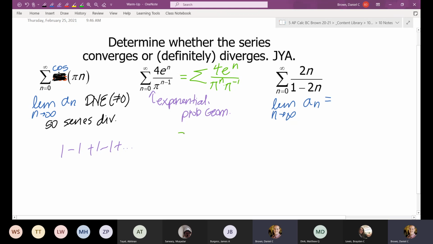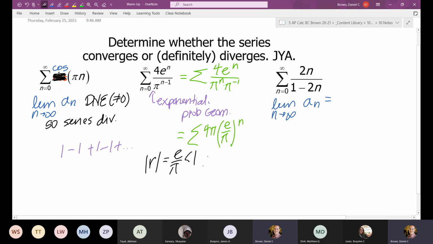So rewriting it, I'm going to jump below what I wrote. I have 4 pi, that's kind of like the a value. Your r value ends up being e over pi to the n. So you would want to identify that and then write your statement: the absolute value of r is equal to e over pi. Well, e is about 2 point something, pi is 3 point something, so what is that r value? Less than 1. That's the important part.